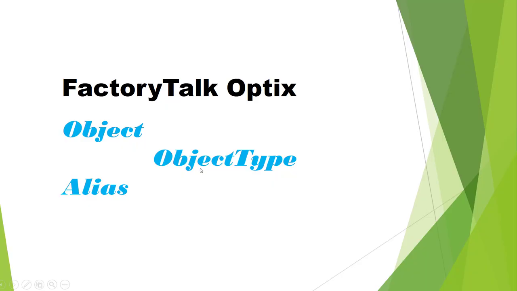Hello everyone. Today we are going to build an object-oriented paradigm in FactoryTalk Optix. First, we should know the three basic concepts: object, object type, and alias.